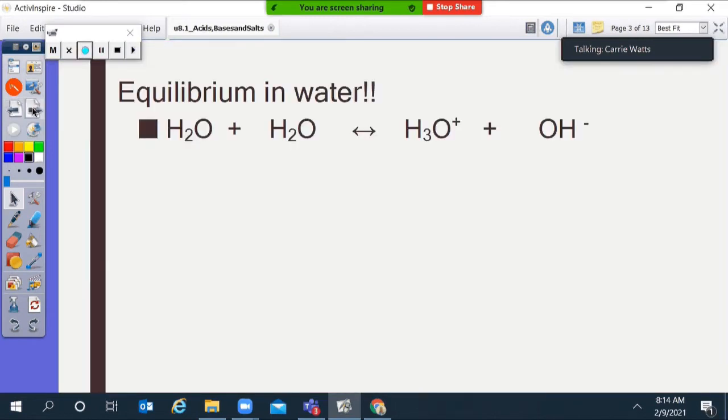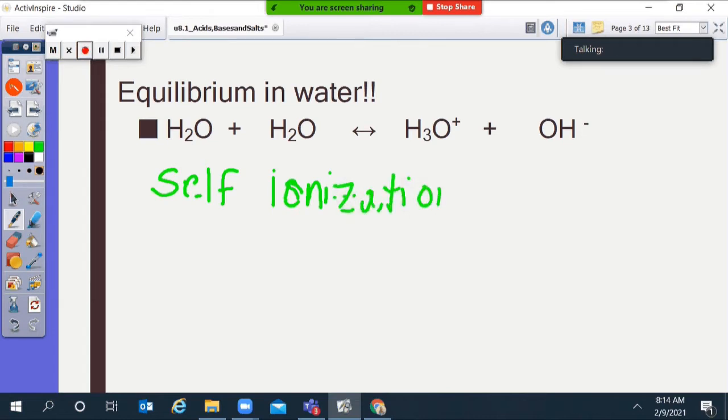Okay, so the first thing we're going to talk about is equilibrium and water. Water will auto-ionize, meaning it will ionize itself. I'm writing self-ionization, but what I mean is auto-ionization. What that means is it'll react with each other, or dissociate each other, to make the hydronium ion and the hydroxide ion. And it's called auto-ionization. So water plus another water molecule will make hydronium and hydroxide ions.